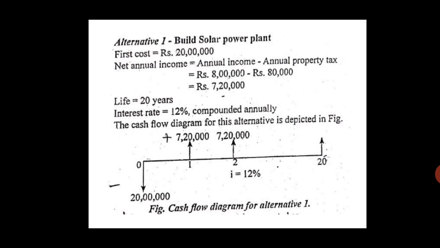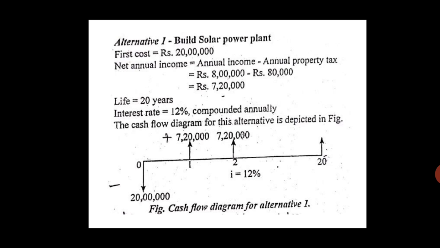Now, let us see alternative one, that is build solar power plant. The first cost is 20 lakhs, that is P. Okay, and the net annual income is annual income minus annual taxes. So annual income was 8 lakh rupees and the annual property tax was 80,000 rupees. So the net annual income is 7 lakh 20,000 rupees per year. And the life is 20 years. And the interest rate is 12% compounded annually.